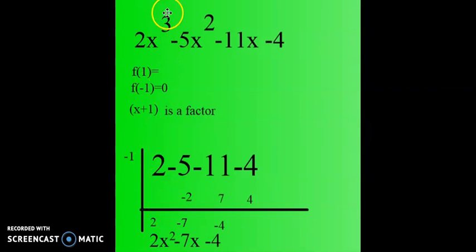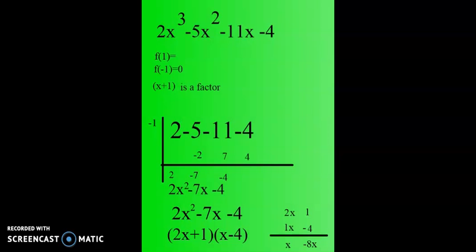Because I'm dividing by x, my exponents will be reduced by 1. So 3 minus 1 will be 2. So x to the power of 2, minus 7x to the power of 1, minus 4. Now I can factorize this expression by the old method that I used, or I can continue with synthetic division or any other method that we deem fit.